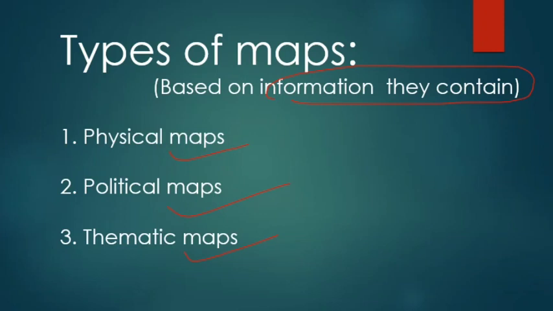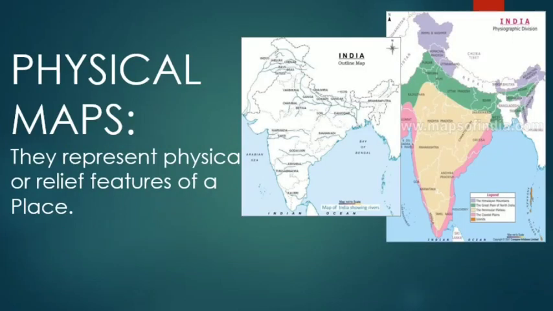Now we are going to discuss types of maps. That is today's topic. Children, there are three types of maps mainly based on the information they contain: physical maps, political maps and thematic maps. Physical maps show natural features of the earth like mountains, plateaus, plains, rivers, lakes, oceans. Such maps are called physical maps. They represent the relief features of a place.